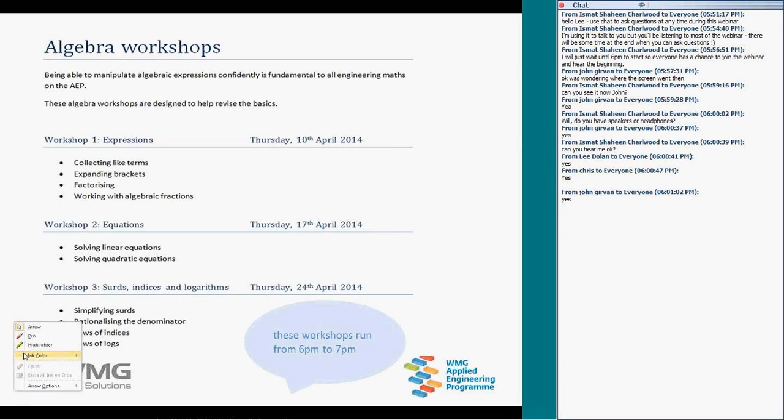Next week we're going to look at equations, and the week after we'll look at surds, indices, and logarithms. All these things come up in the rest of your engineering maths, as we've seen this year. Anyone who wants to attend is welcome. I think I'll make it open to everybody next time. If you can't attend, please watch the recording to catch up.